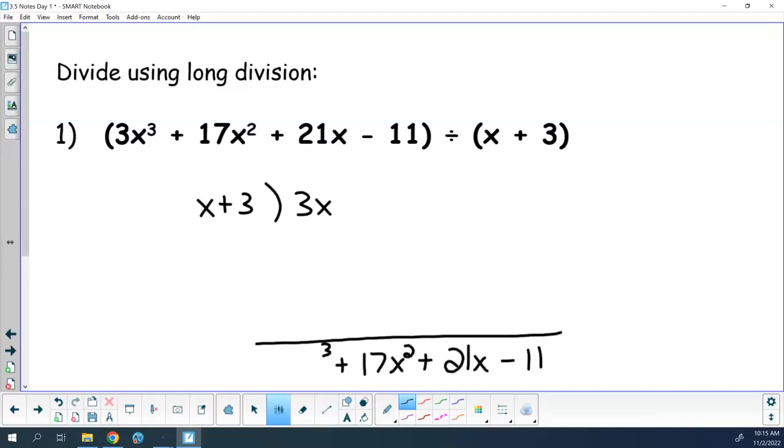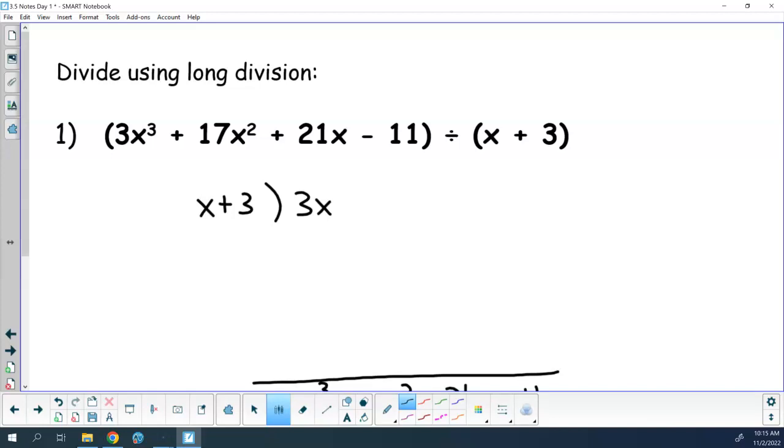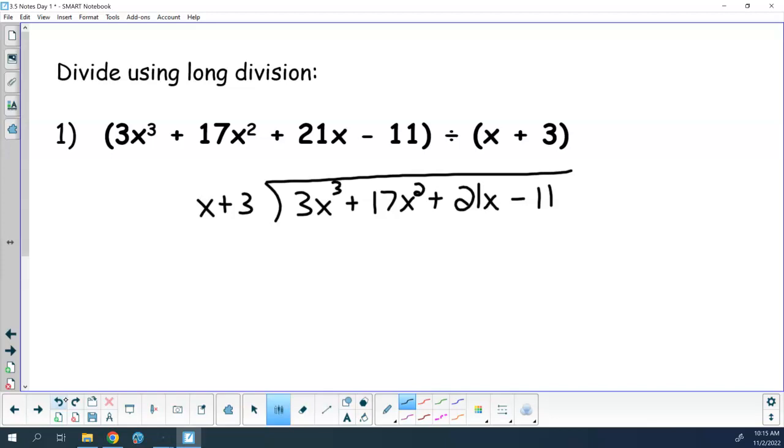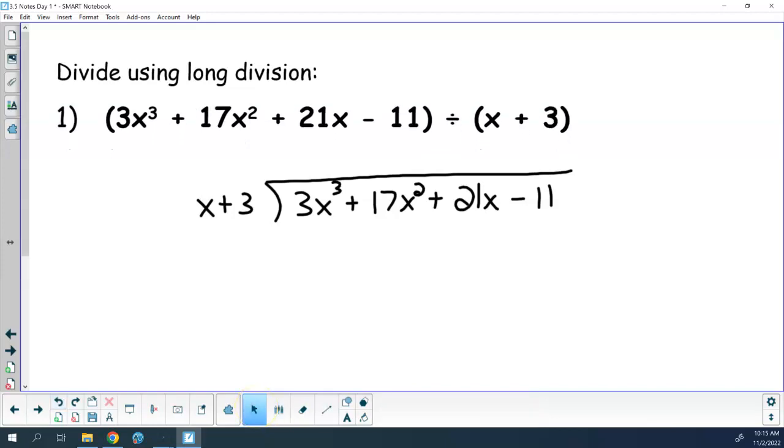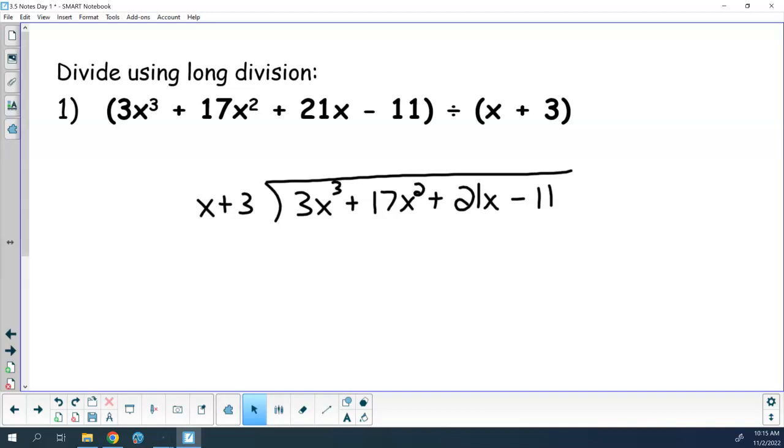In this column, whoa, tap the brakes. In that column right there, come on back to me. In that column right here should only be x terms. In this column right here should only be numbered terms. Okay? So, one, these problems are going to take up space. Two, you need to stay organized.